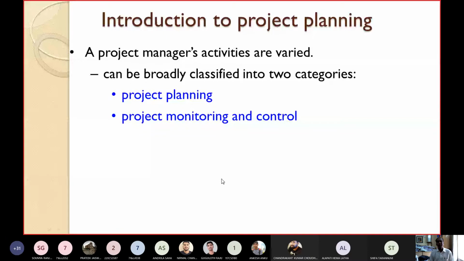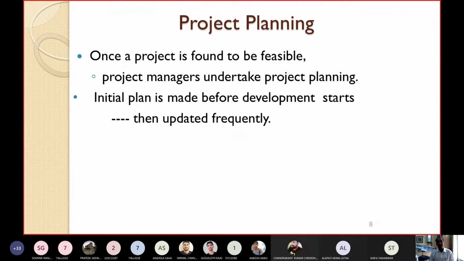First is how to make a plan for your project. Once the plan is made, the work will start. Then you have to monitor the progress of the project, and wherever required, you have to control it if your project is going outside the schedule or something else. If it goes beyond control, you have to take some steps to bring the project back under proper control. So all the activities are divided into these two major categories.